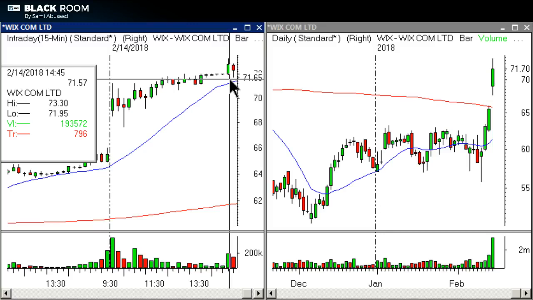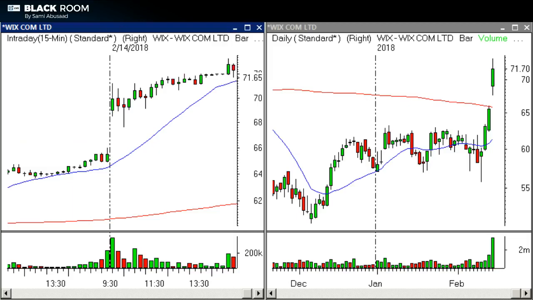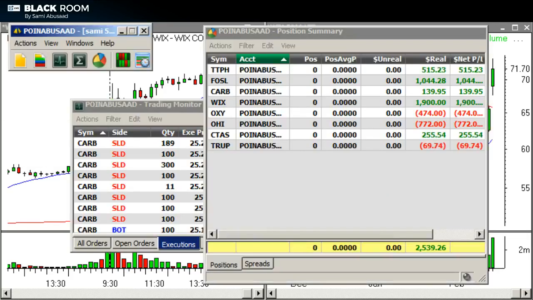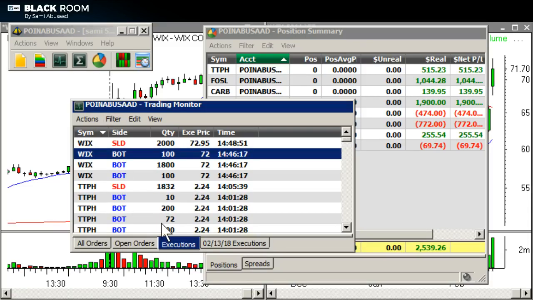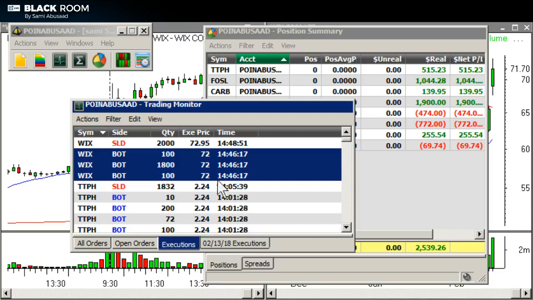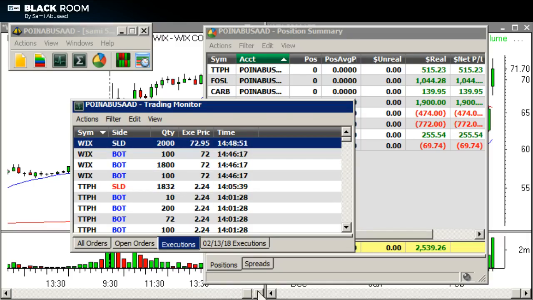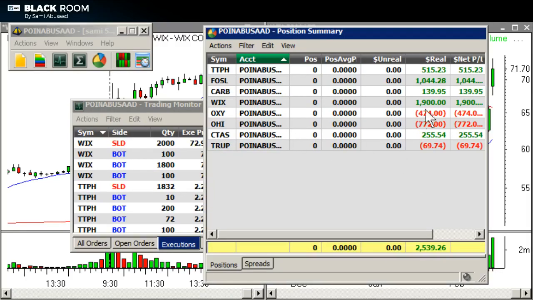Yeah, out at 72.95. Let me actually bring out my Sterling. I still have it open. So these are my fills, I guess, alphabetical. So let's go to Wix. Here it is. I bought 2,000 shares at 72, two minutes later out at 72.95, and it made $1,900.